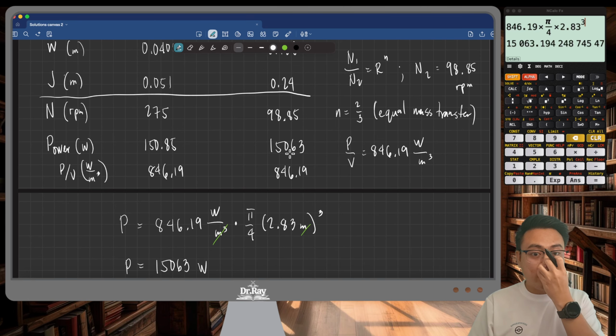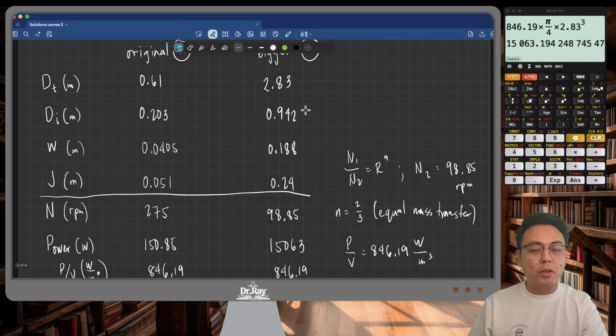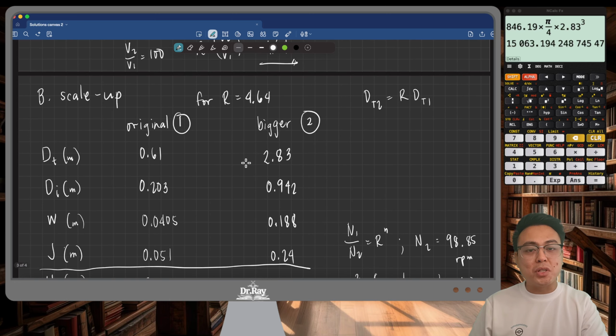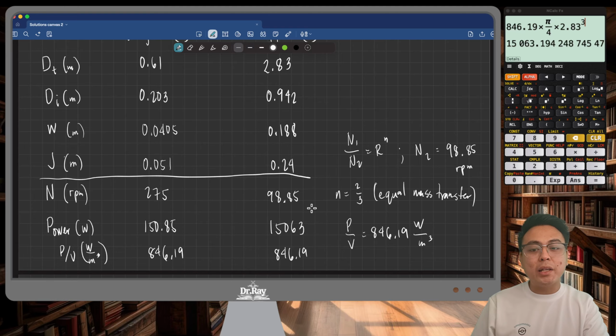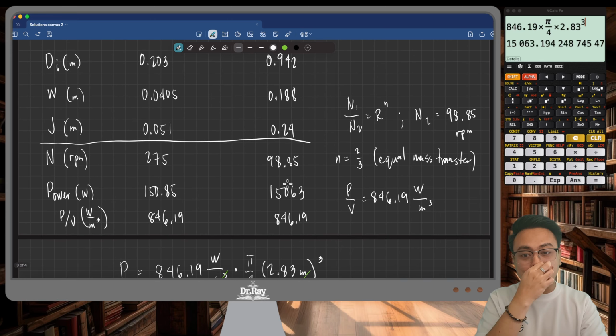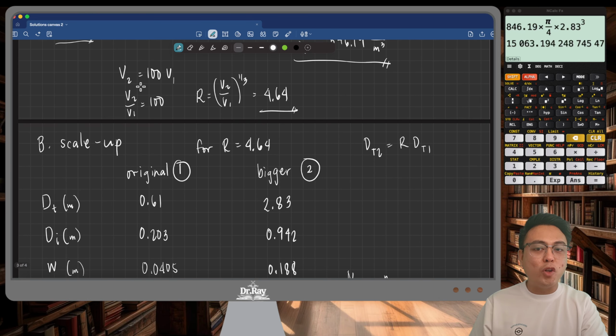And as you can see, you have a bigger tank overall now. All of your physical parameters got bigger, right? Tank diameter, impeller diameter, blade width, and baffle width all became bigger by a factor of 4.64. Your impeller speed was lowered to only 99 RPM, but your power also got bigger, which makes sense, right? Because you have to now mix a lot more fluids. Your new volume is 100 times the original volume.